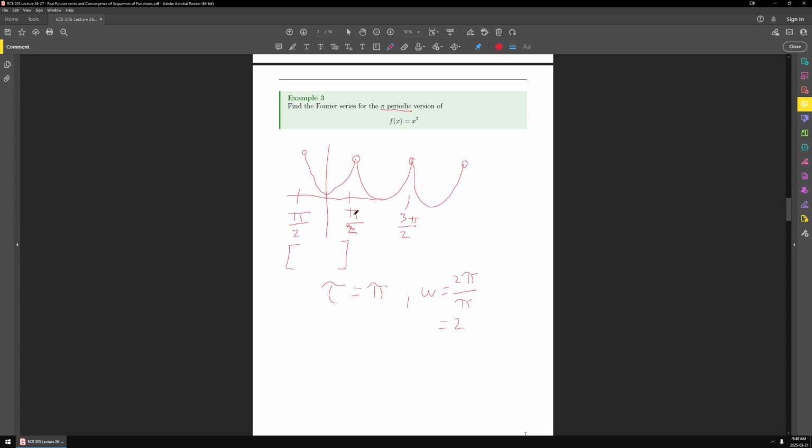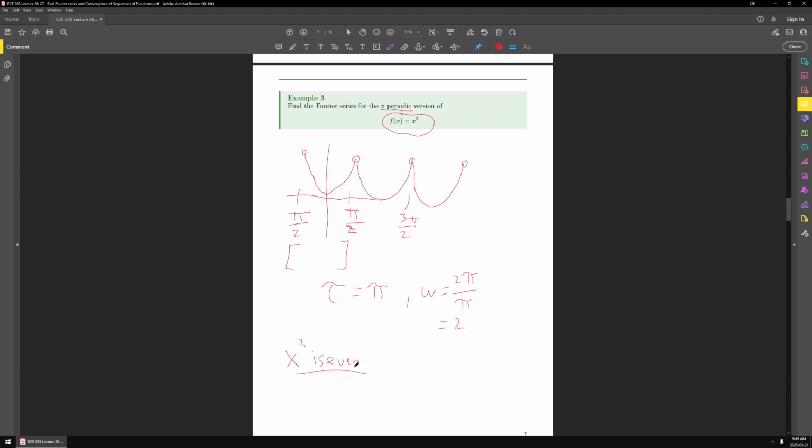Typically, we've solved these by using the complex form, but we know this is a real valued function, so the end answer will be real valued. So what we can actually do is use our new results with sine and cosine to expedite the process by skipping all the things with complex exponentials. Our x squared is even.